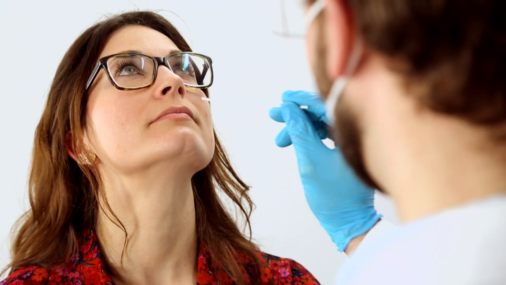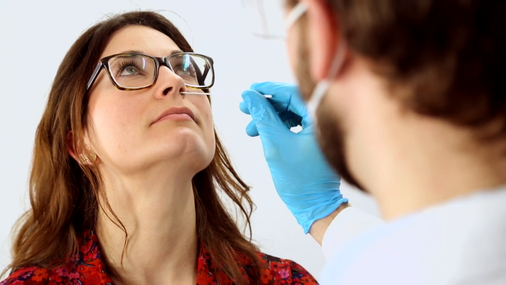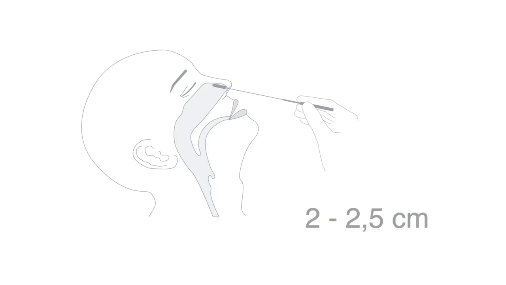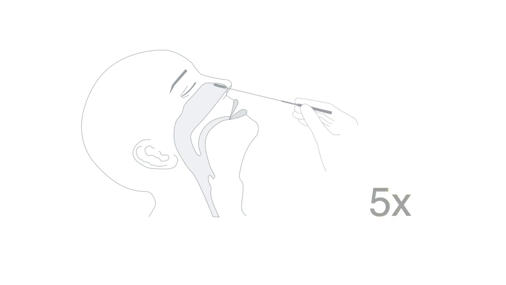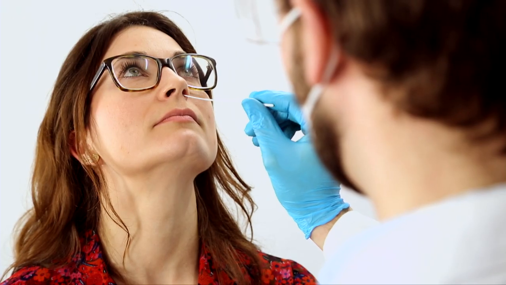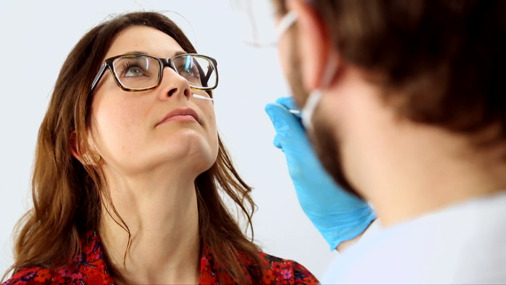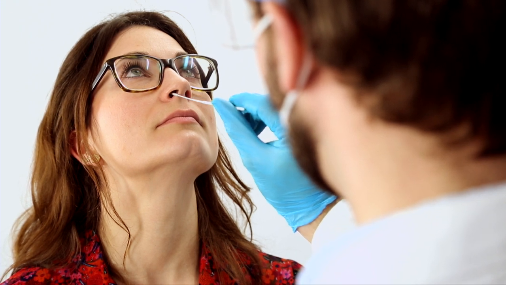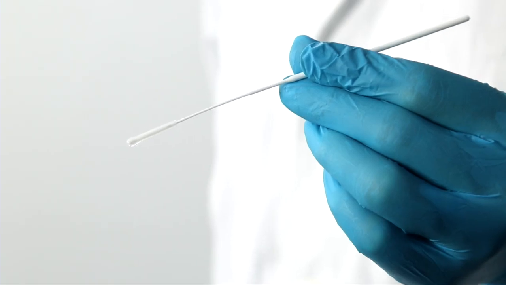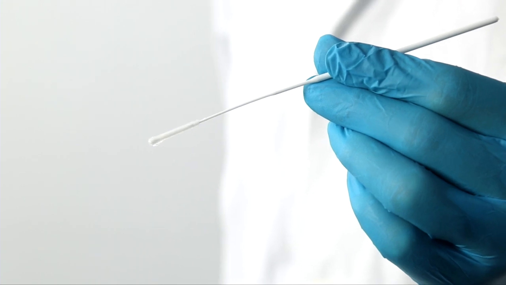When collecting a nasal swab specimen, it is important to obtain as much secretion as possible. Insert the swab into the nostril. Gently push the swab approximately 2 to 2.5 centimeters into the nostril until you meet resistance at the level of the turbinate bone. Gently rotate the swab 5 times against the nasal wall to ensure that you collect both mucus and cells. Slowly withdraw the swab from the nose while continuing to rotate it. Repeat this process in the other nostril using the same swab. This will ensure that enough specimen is collected from both nasal cavities.